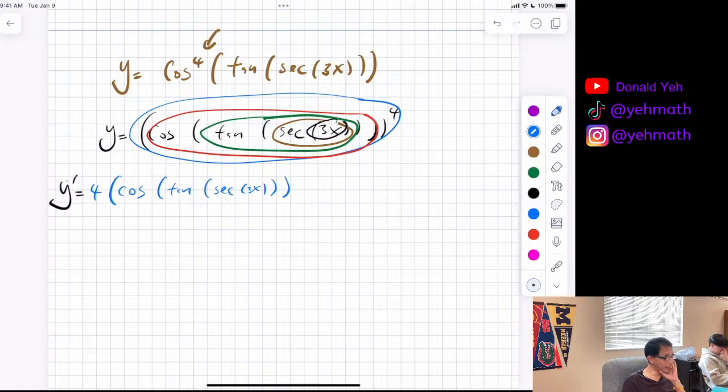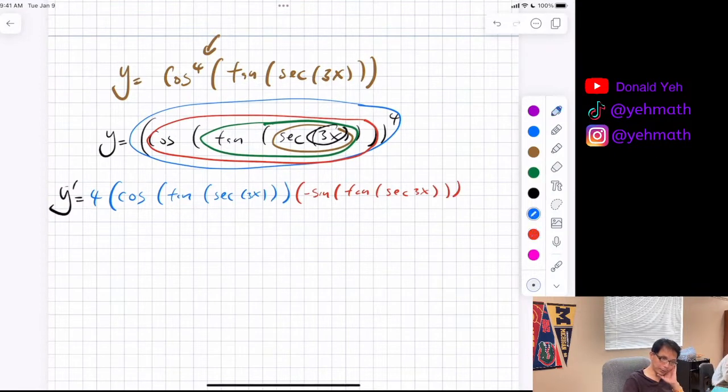Now I'm going to take a derivative of the red layer. What's the derivative of the cosine? Negative sine, and the inside stays the same. Make it to the third power for the blue. So this to the 3rd power. You just keep taking the derivative of each layer, like an onion, starting from the outside. Yes.